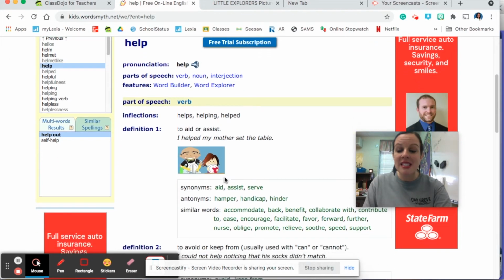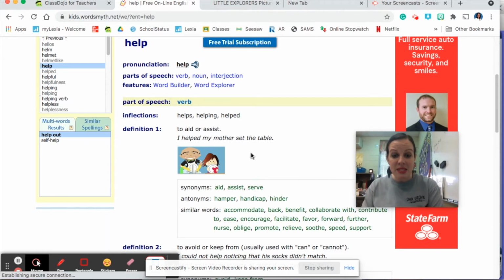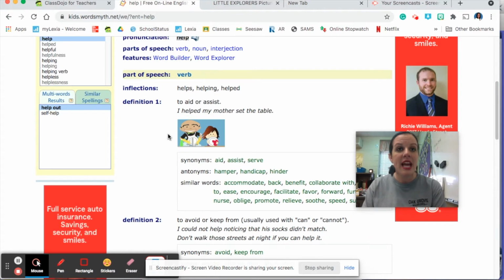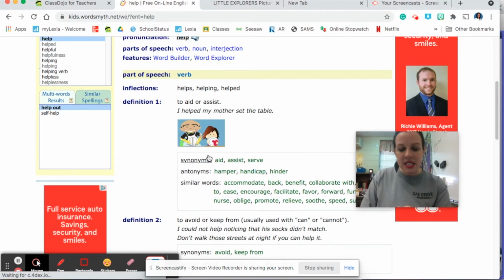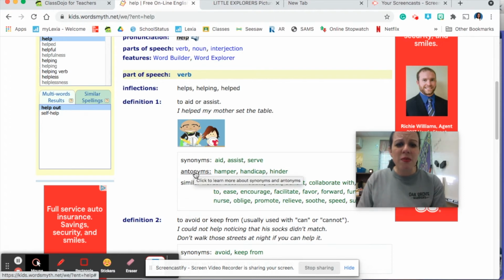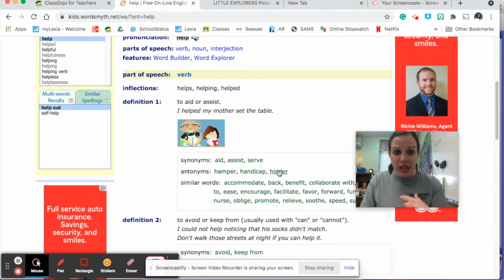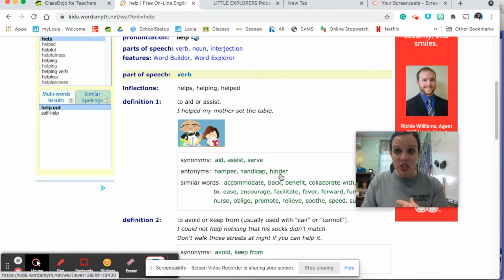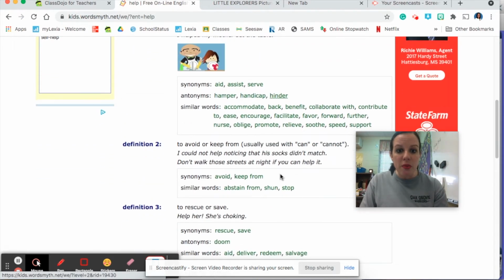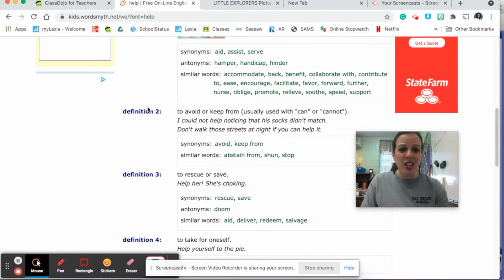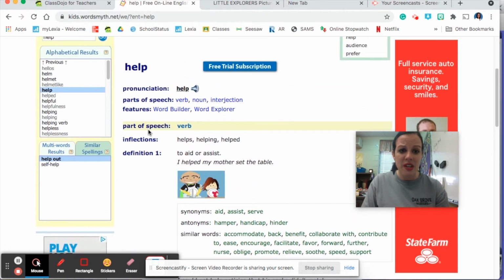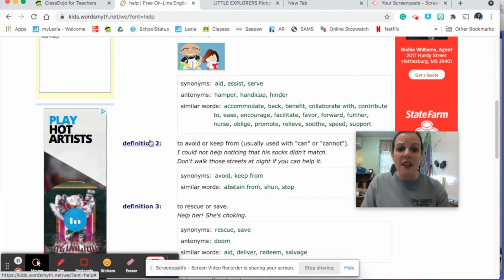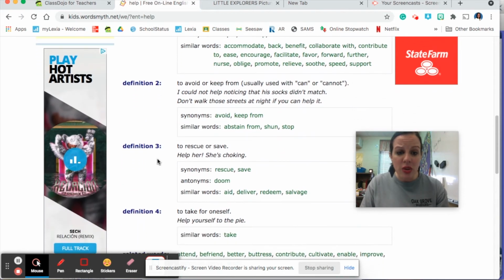And it's going to give me synonyms now. This is normally the job of a thesaurus. It says that instead of saying help, help, help, I can say aid, assist, serve. It's even going to give me the antonym. The opposite of helping is hindering. See how it says antonyms, hinder? So it's giving me lots of information about that word. And look, the word help has lots of definitions. Definition 1, definition 2, definition 3, to rescue or to save. Help her, she's choking.